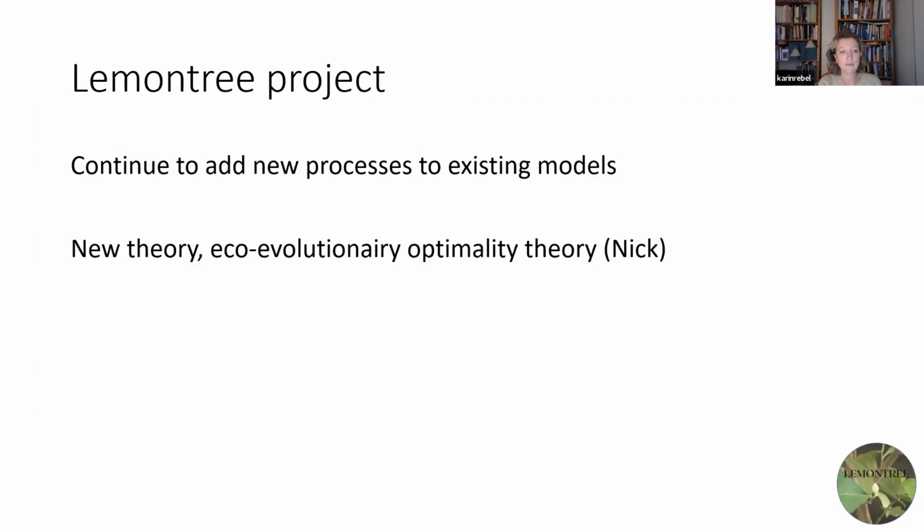And so then there's, of course, two ways that we can go. What we have seen in the past is that we continue to add new processes to existing models, so that existing Earth system models are getting more and more complex. But we could also look at new theory. So rather than keep on building on to these existing models, we want to create a new model based on this eco-evolutionary optimality theory that Nick will talk about.